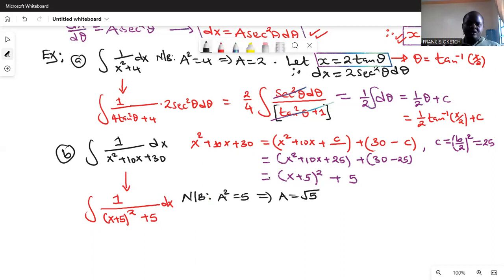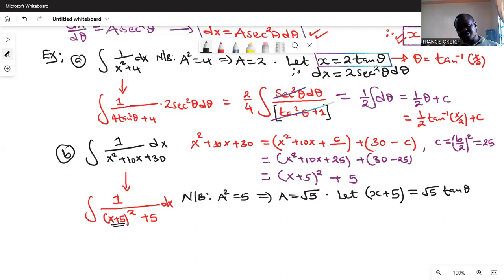So what do we do? This is the whole of the variable x plus 5. Because we said if it is just x, you say let x be equal to a tan theta. Here it is now x plus 5. You're just going to say let x plus 5 be equal to a tan theta. I hope that concept is clear. Let x plus 5 be equal to a, which is root 5, tan theta. And we have said a is equal to root 5.